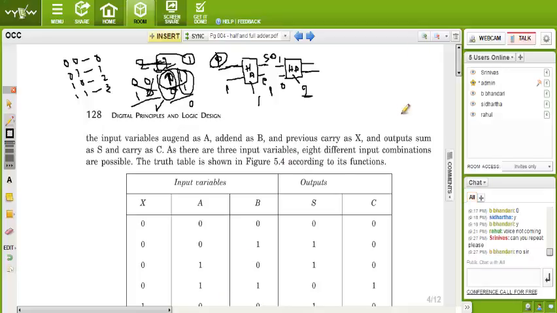Okay, see. Suppose we have to add two numbers. One is 1 1, another is 0 1. So by half adder we can add only single digit. Okay, it is an x and it is a y.